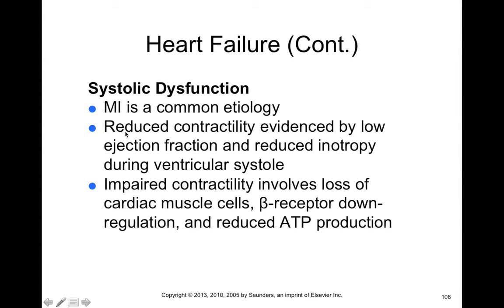So, systolic dysfunction is due to reduced contractility, which is evidenced by a lower ejection fraction, reduced inotropy during systole, and therefore a reduction in stroke volume and cardiac output and potentially even blood pressure. Now, this impaired contractility involves loss of cardiac muscle cells, or it could also be caused by beta receptor downregulation or reduced ATP production. But in any of these three events, what we find is there's reduced contractility of the heart muscle, and therefore a lowered ejection fraction, so lower stroke volume and lower cardiac output.